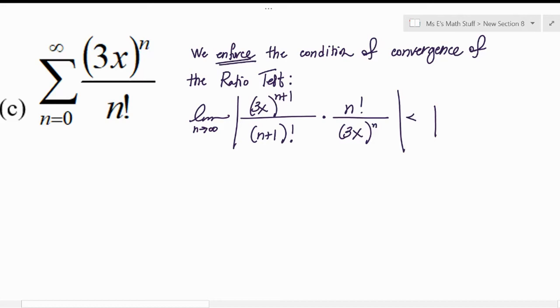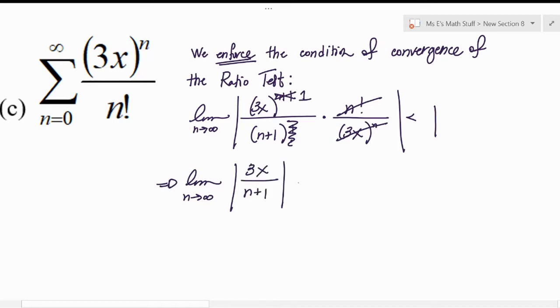Okay, now let's cancel the heck out of it. So n factorial cancels almost everything out with n plus 1 factorial. And then let's see, the 3x's can cancel, n of them cancel out. And then let's see what we've got left now. We've got the limit as n approaches infinity of 3x over n plus 1.